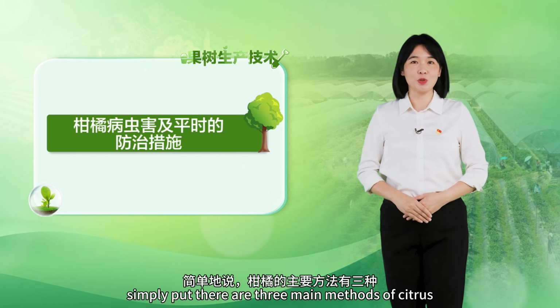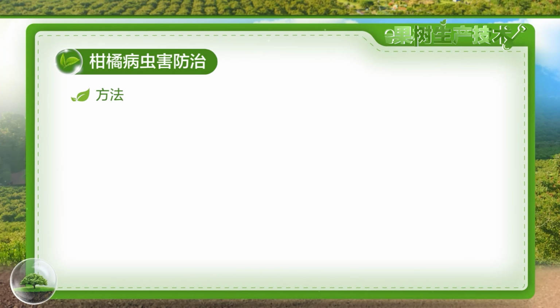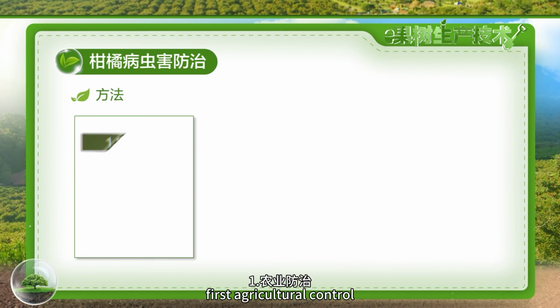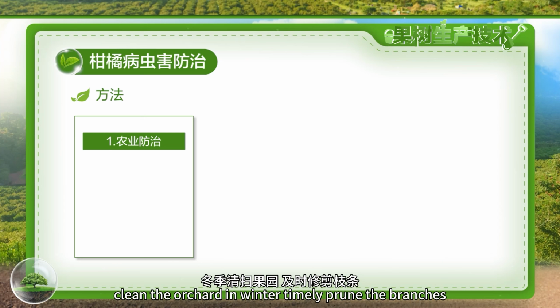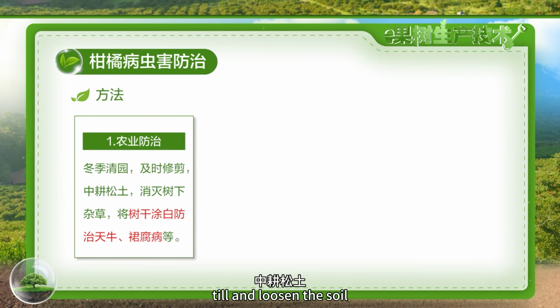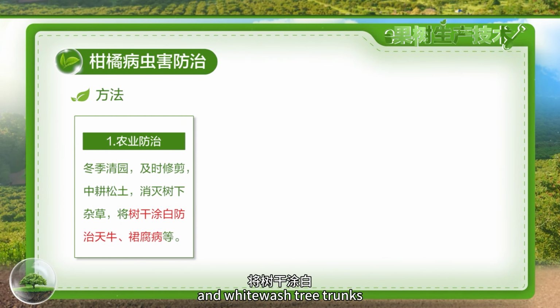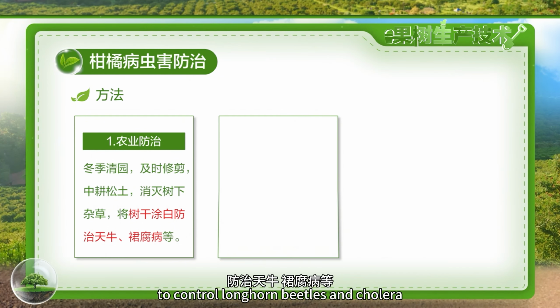Simply put, there are three main methods of citrus pest and disease control. First, agricultural. Clean the orchard in winter, timely prune the branches, till and loosen the soil, remove weeds under the trees, and whitewash tree trunks to control longhorn beetles and collar rot.